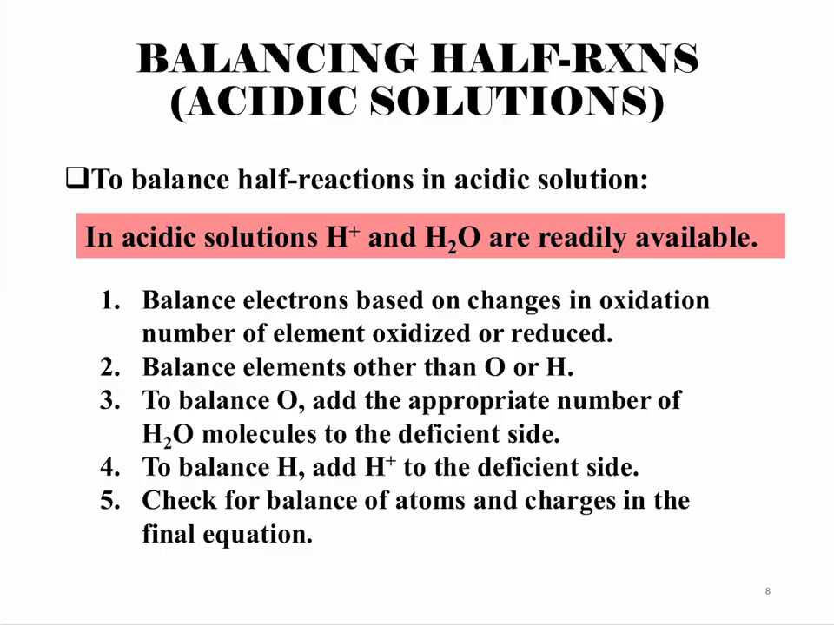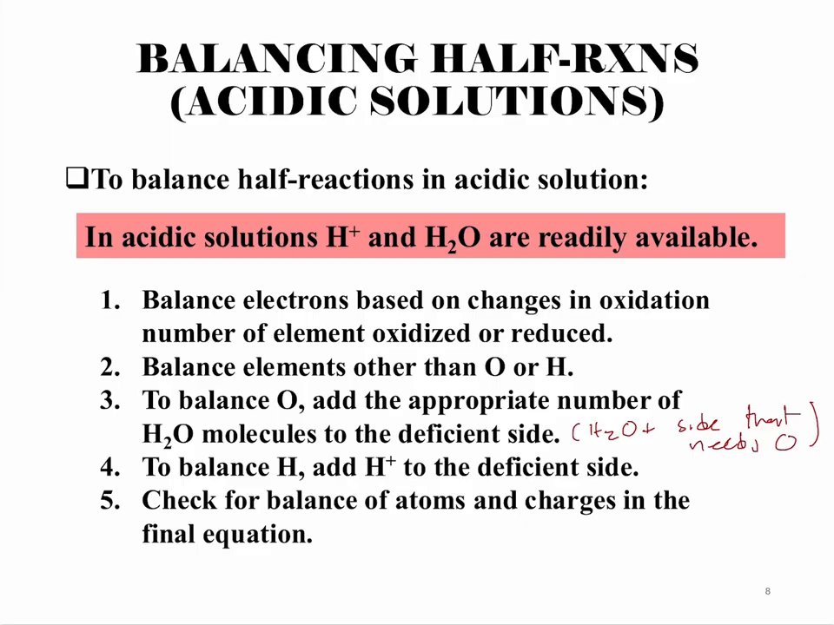And so when you've adjusted the number of other heteroatoms, you probably changed the number of oxygen and hydrogen. And so to balance oxygen, you just add the equivalent number of water molecules to the oxygen deficient side. And what that means is you add H2O to the side that needs oxygen. So whatever side needs oxygen, meaning that there's more oxygen on one side of the half reaction than the other, you add water to the other side.